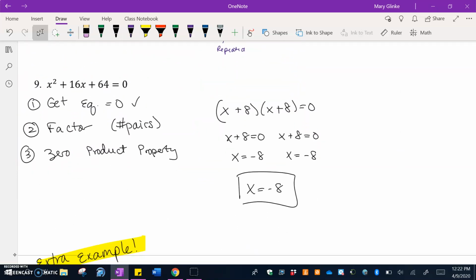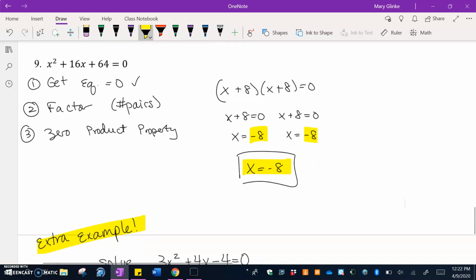For number 9, we got it equal to 0. We did our number pairs. We got x plus 8 twice. And so then we set that equal to 0 and get our solution to be x equals negative 8. Here's another example of it was repeated twice, so we ended up with 2 solutions here.